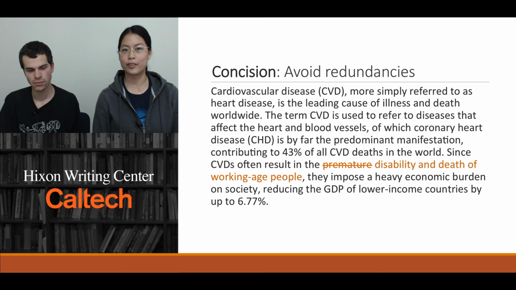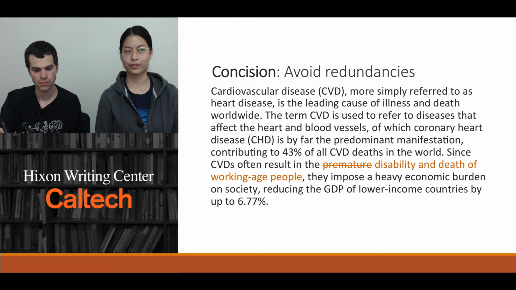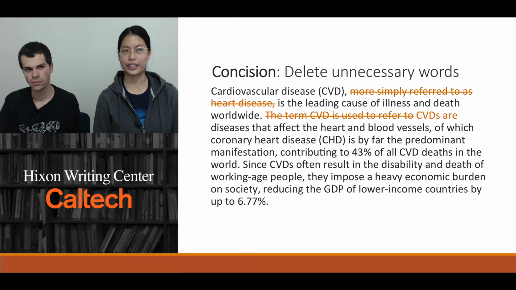Now that you have stated all the important information, you can start simplifying the sentences by eliminating redundant words. For instance, since CVDs cause problems for working-age people who normally would be able-bodied and alive, you do not need to say that their disability and death is premature. Besides redundancies, there are other ways to cut down on words. If a piece of information is unnecessary to convey the point, it can be cut out. For instance, the audience of a research paper like this should already know that cardiovascular disease is often called heart disease, so we can cut that out.